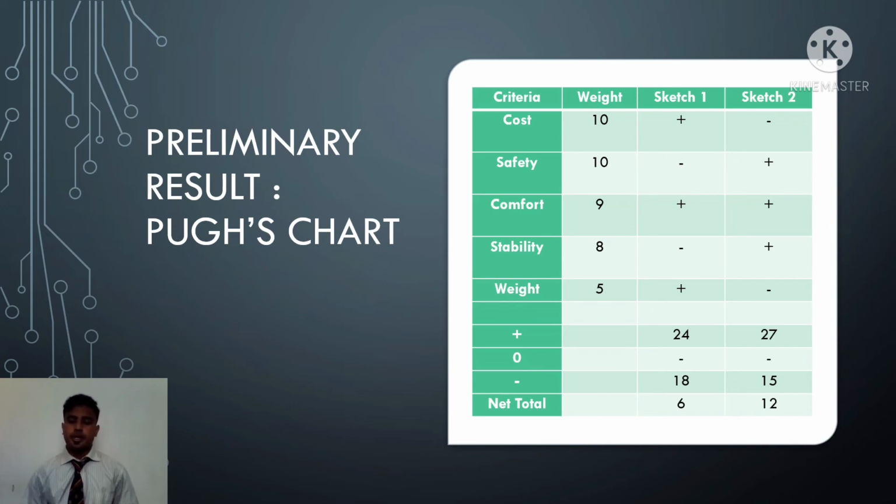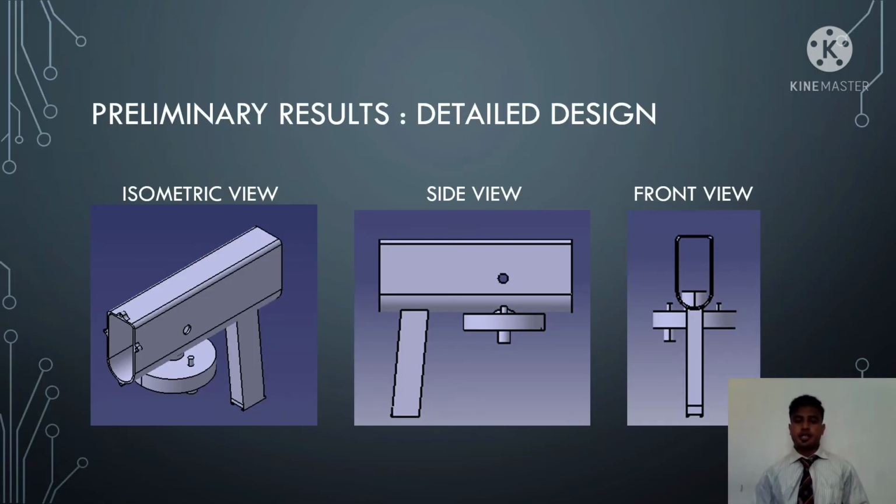In terms of weight, sketch 2 is heavier than sketch 1 due to more dimension, thus it will go negative on sketch 2. So the net total for sketch 1 is 6, while the net total for sketch 2 is 12. Thus we will be using sketch 2 in this project. So next we have the detail design.